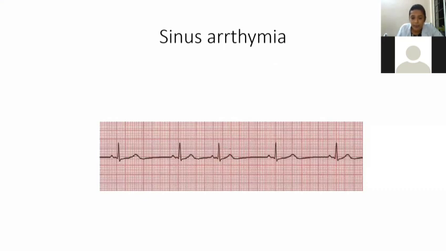But what is happening here is the distance between the waves. It is different between each wave. Here it is shortened, here it is long. So it follows all the other criteria except the rhythm. So it is the sinus arrhythmia.